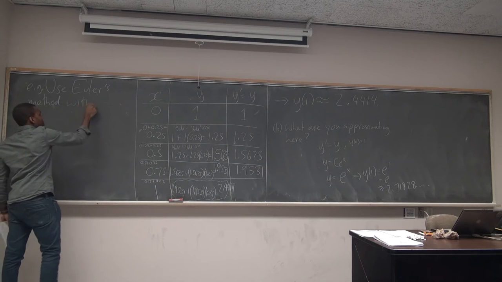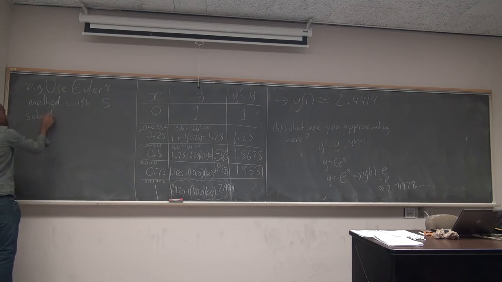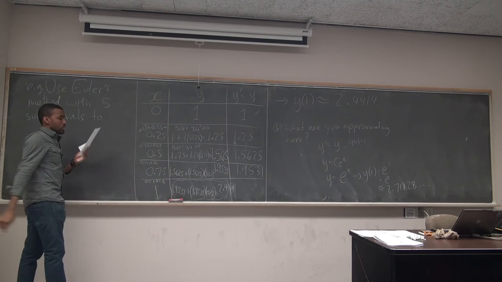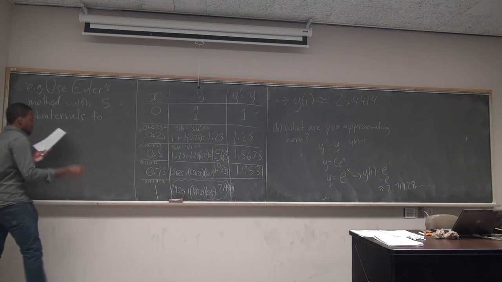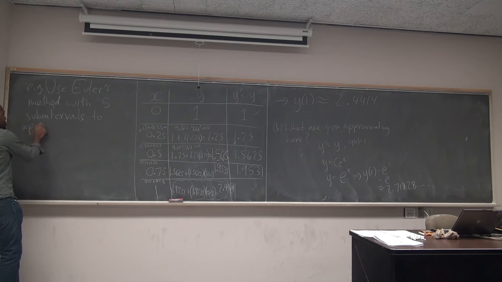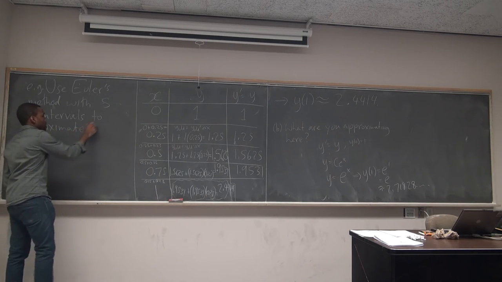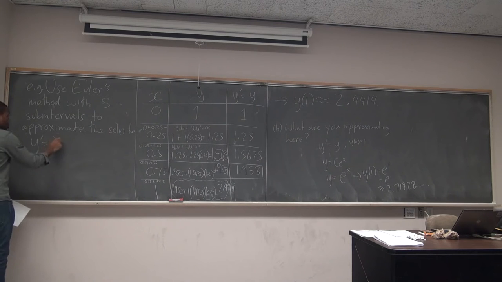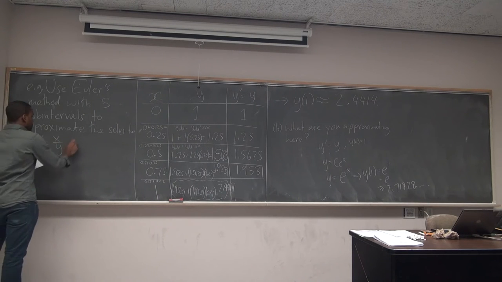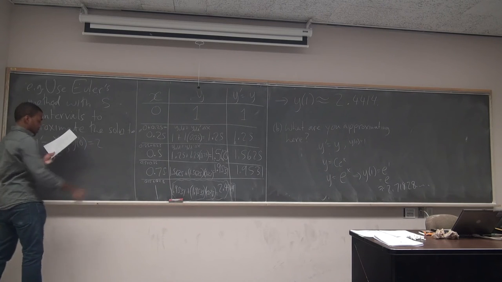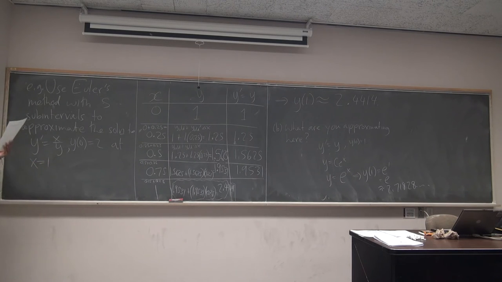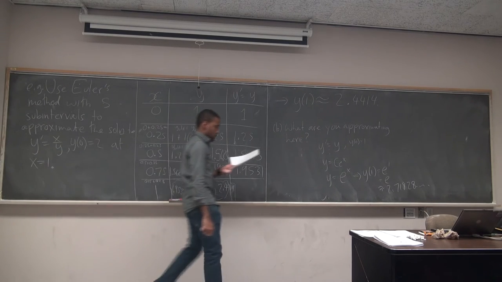Use Euler's method with 5 subintervals to approximate the solution to y prime equals x over y, given that y of 0 equals 2, at x equals 1. So the wording might be something like that.